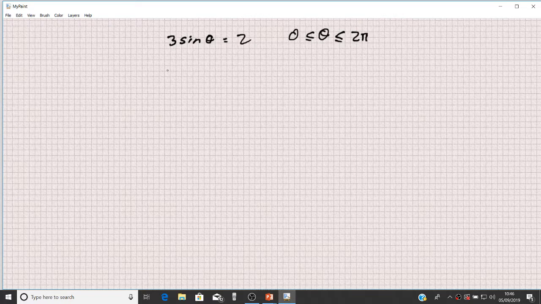So in order to solve this, we need to divide out by the 3. So we'll look at sine theta equals 2 over 3. So that's a positive value. Now we know in the first full cycle of sine, I'll just quickly sketch it here, that sine will be positive in quarter 1 and quarter 2. So we're looking at something like here and here. So we're looking for a Q1 solution and a Q2 solution.